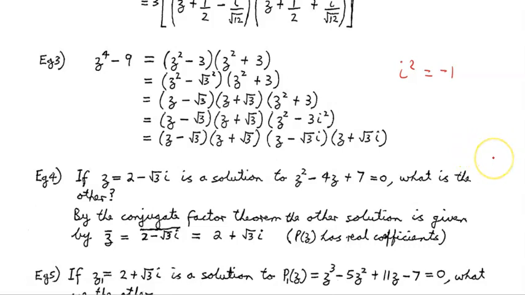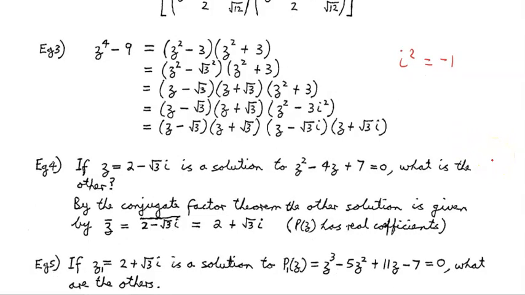Okay, another example. Now let's have a look at another question. If z equals 2 minus √3 i is a solution to z squared minus 4z plus 7 equals 0, what is the other? Well, why did I ask that? If you have a look here, the coefficients of this polynomial are real, and the end term is real too.